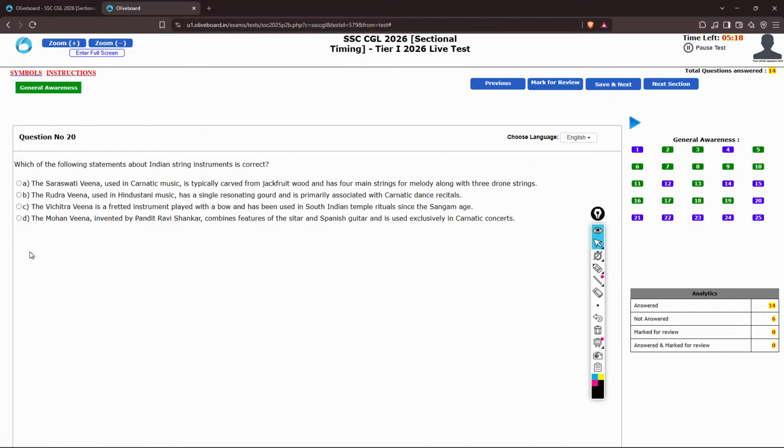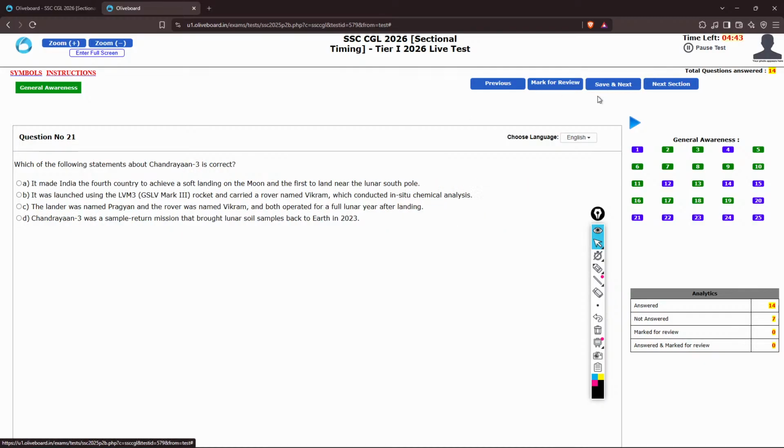All right. Now, which of the following statements about Indian string instruments is correct? Saraswati Veena, Carnatic music; Rudra Veena, Hindustani; Vichitra Veena; and Mohan Veena invented by Ravi Shankar. But Ravi Shankar is associated with the sitar, so I'll go with this one. Okay, which is correct? Okay, I have no idea.